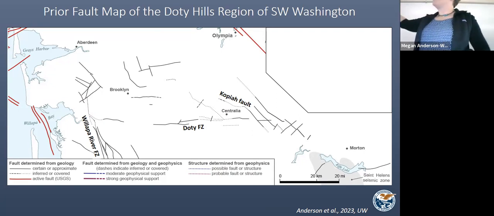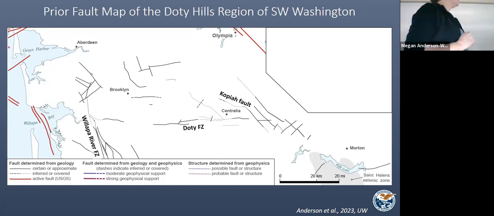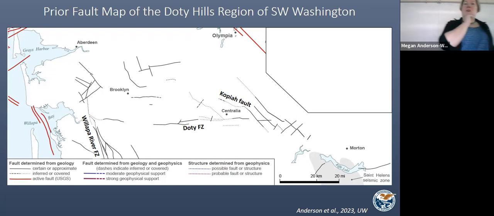So we have the Doty Fault zone is there. It looks like it kind of stops at either end. We have a fault called the Copiah Fault, which is looking a little longer. And then the Willapa fault zone over to the left was mapped by Ray Wells. Actually, it was dissertation, I believe. And so those are kind of the three major faults that we were concerned about.